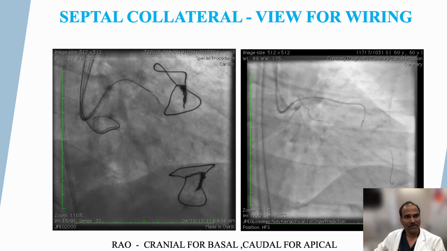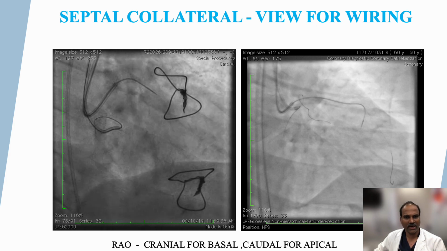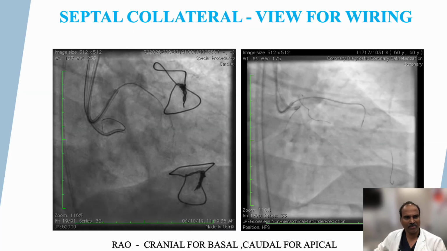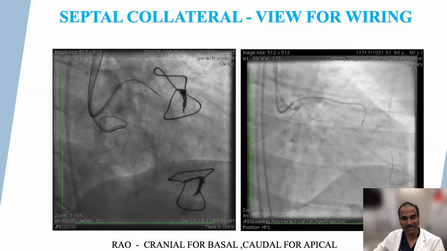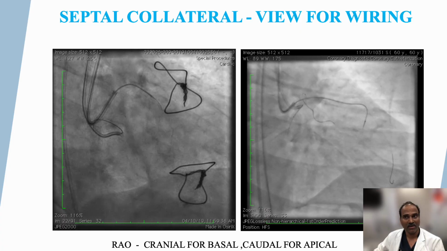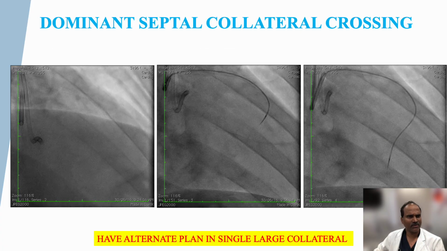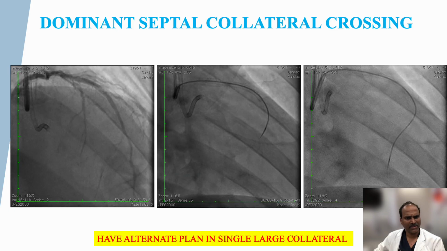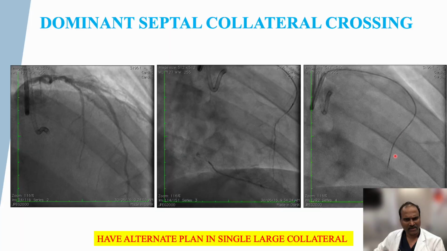Coming to viewing collaterals for wiring, you have RAO, cranial or caudal views. Cranial for basal septals, and caudal for distal septals, that is apical septals, is a good thing to do. And that's how we can visualize. And when there is only a single collateral, it's very difficult.